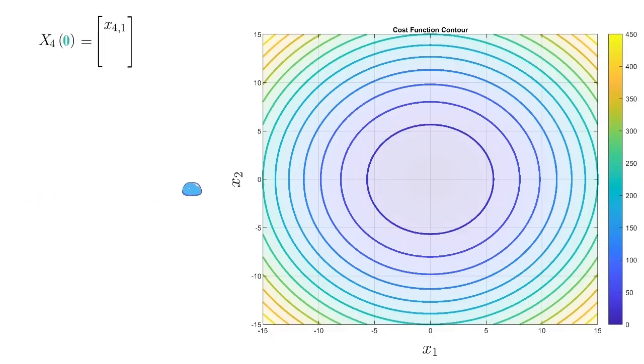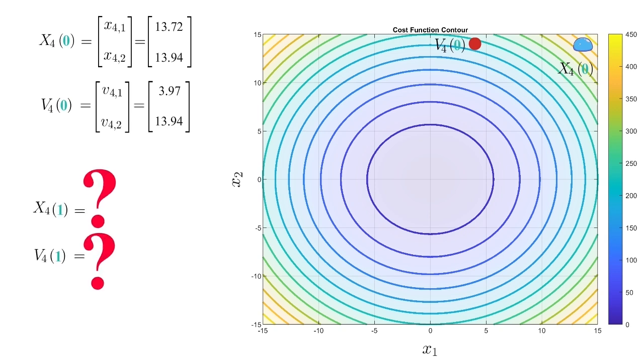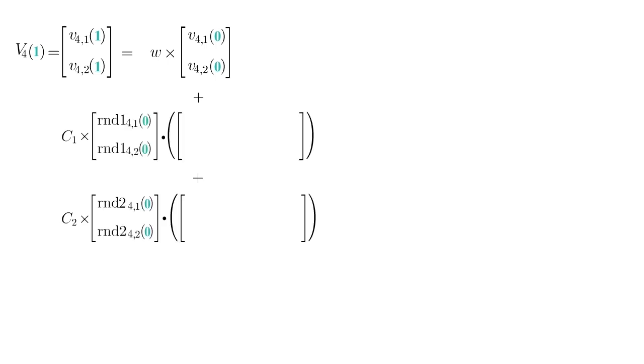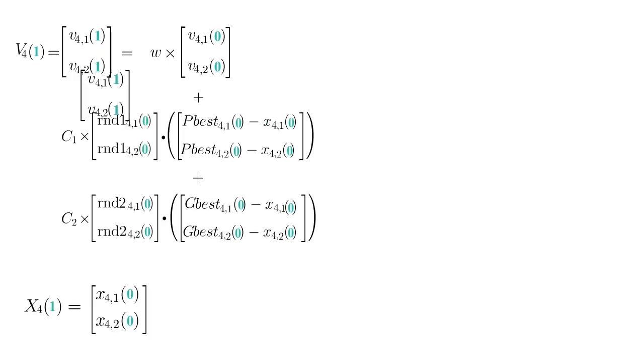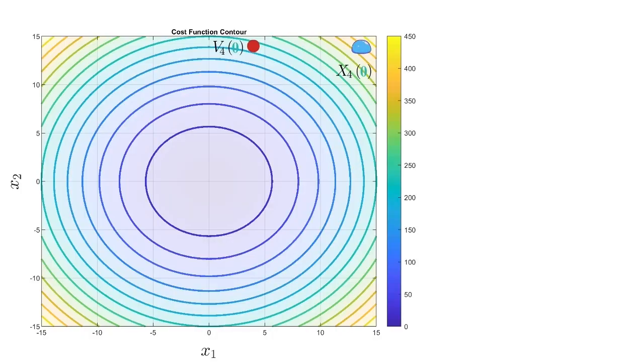We know the initial position and velocity of the fourth particle. Now let's explore its next position. To calculate the next position, the new velocity component must be determined first. The new position can then be calculated accordingly. Based on the velocity updating equation, three terms need to be calculated. The first term is the momentum component, represented as a vector that aligns with the previous velocity and is scaled by w, which can be found here.